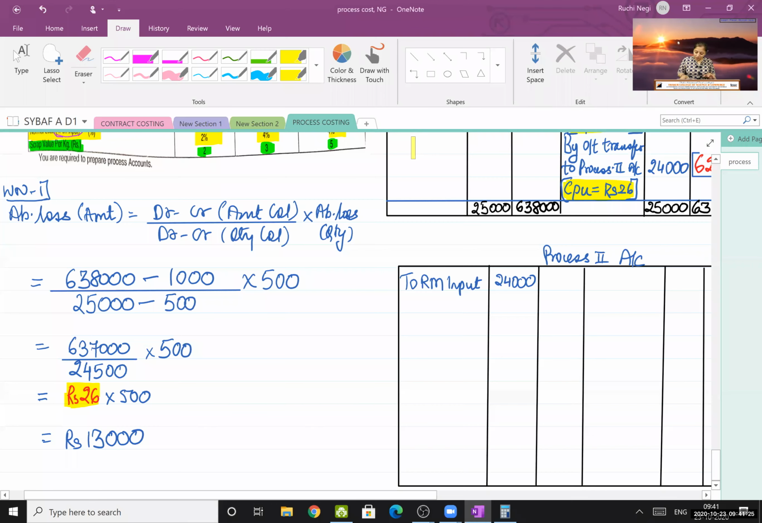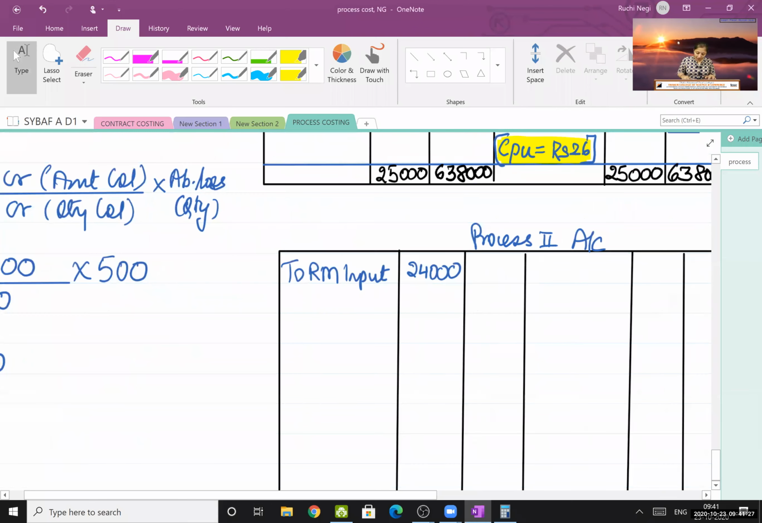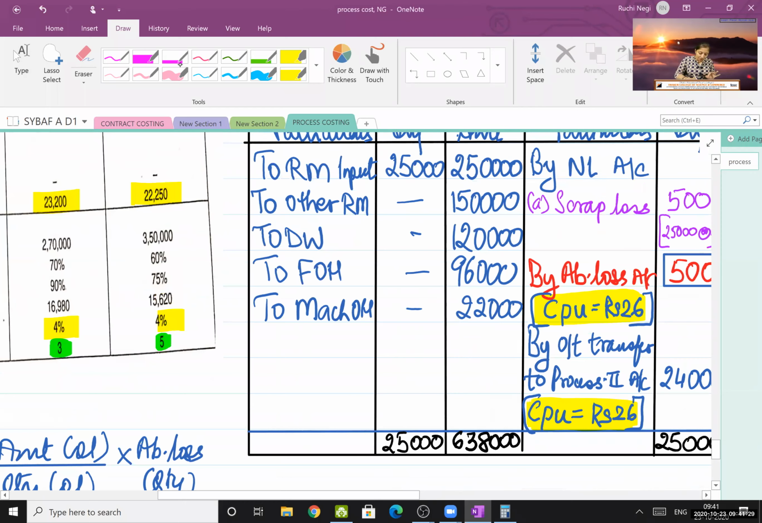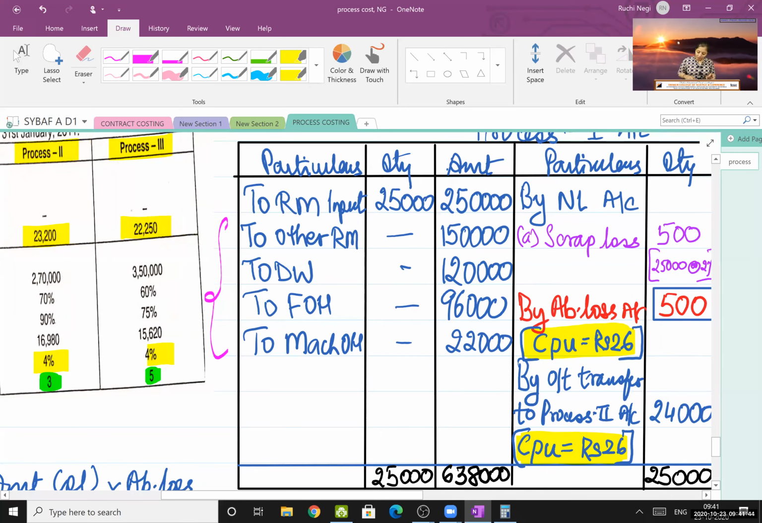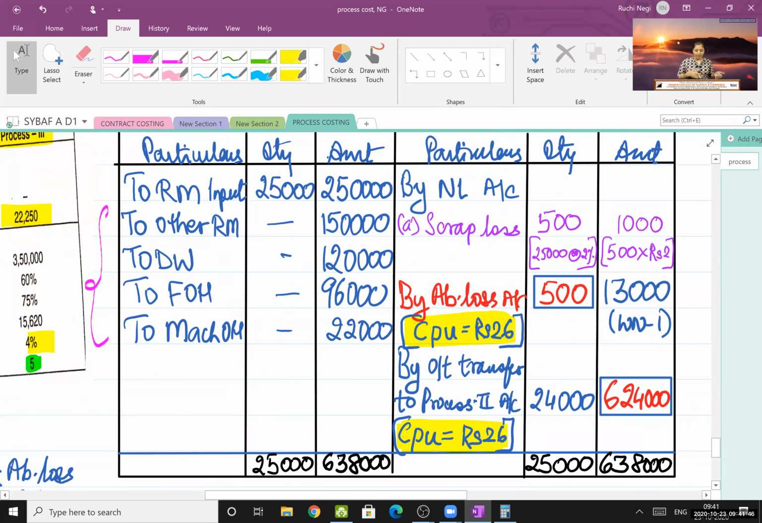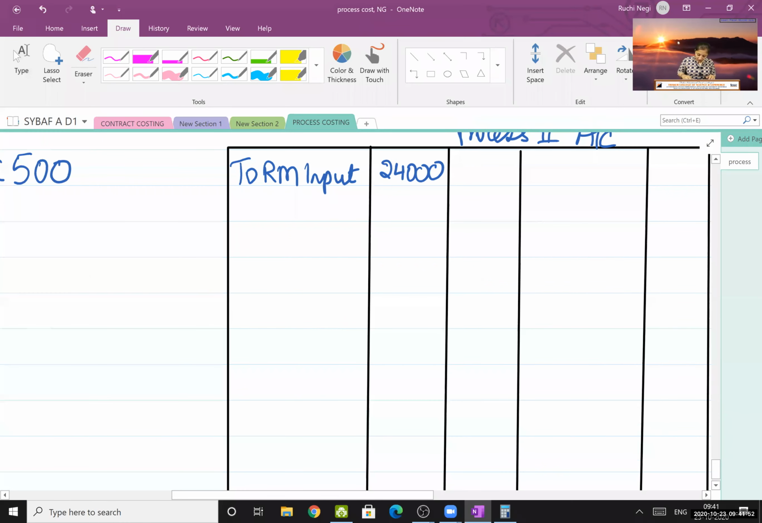ये रॉ मटेरियल, this output becomes your the input and then same, every process में you will see ये डेबिट होता ही जाएगा. Other raw material, direct wages, factory overheads, machine overheads, प्रोसेस 2 में भी डेबिट होगा. प्रोसेस 3 में भी also same procedure. All these 4 extra expenses will be debited. And similarly, same way, normal loss you will calculate, abnormal loss or abnormal gain depending on the sum. The answers will come. Okay, so start.